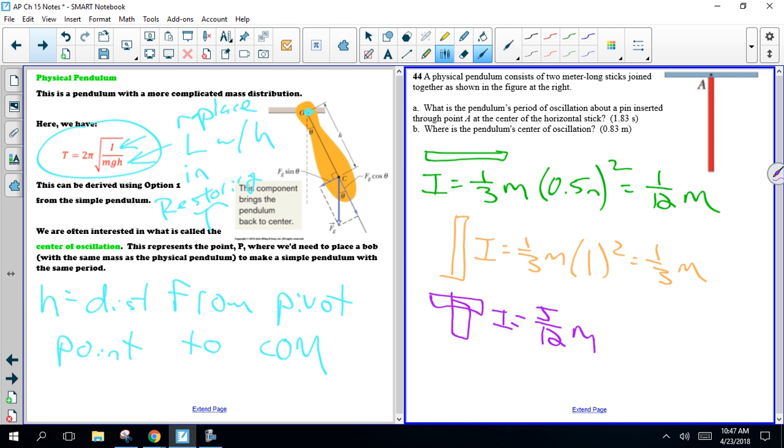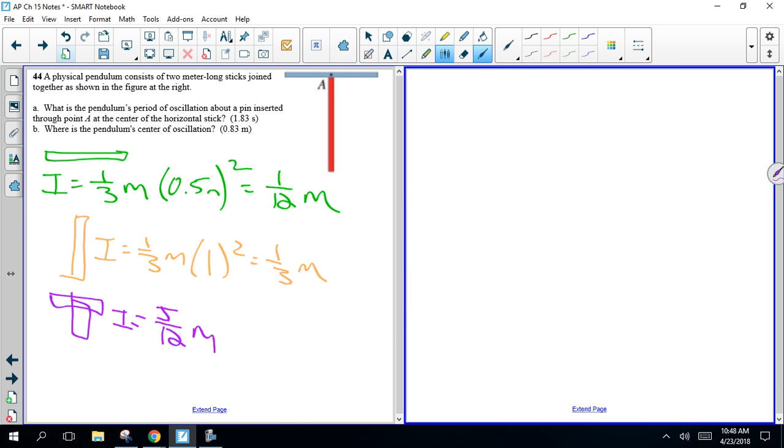Now, what's the other thing we need to find? It's 2 pi times the square root of I over mgh. So what's the other thing I need to find, you guys? H. Right? Hopefully the m's will cancel. So what does H represent? The distance from the pivot point to the center of mass, right? So here's my shape. So this top piece has a mass of m, and the vertical piece has a mass of m.